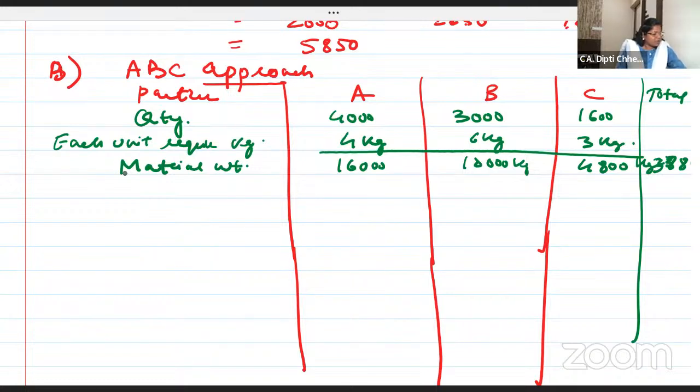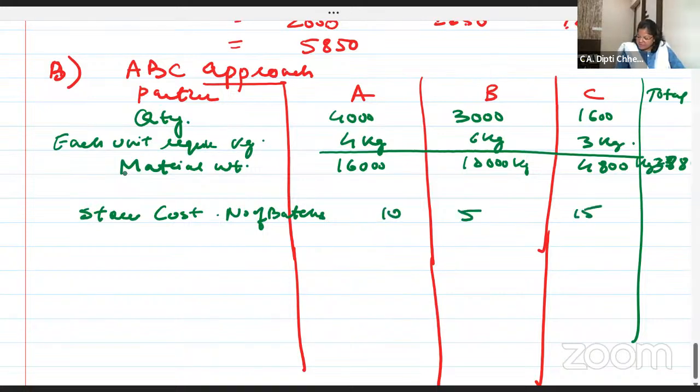Next is what now? Storage cost. Storage cost, number of batches of material. Number of batches is given to you. Leave one line. Storage cost is number of batches, which is given ready to you: 10:5:15, 30 batches. Nothing to do here.